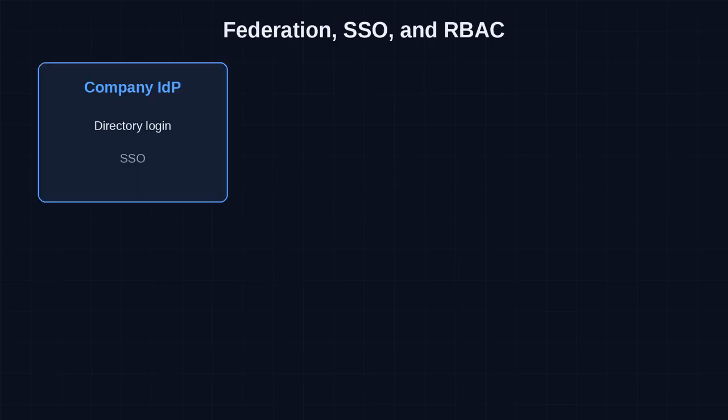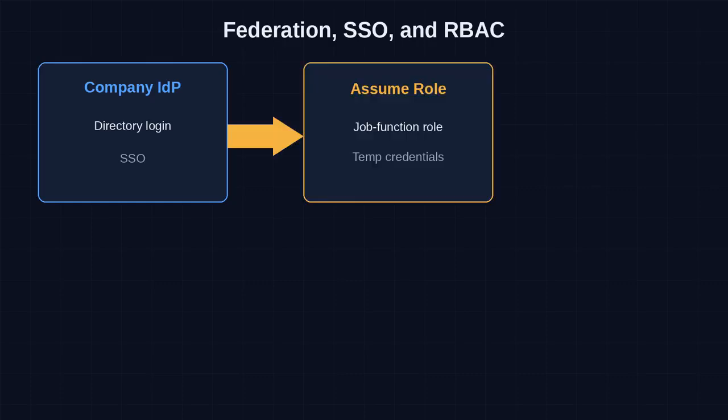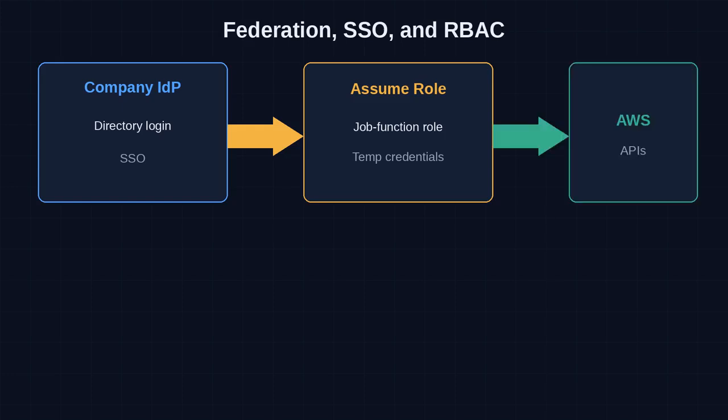As the organization grows, you stop minting long-term IAM users for every human. Federation lets people sign in with an external identity provider, your company directory, and receive AWS access through roles. Single sign-on reduces password fatigue and means offboarding is one disable in the directory, not a scavenger hunt across access keys. Role-based access control assigns permissions by job function.